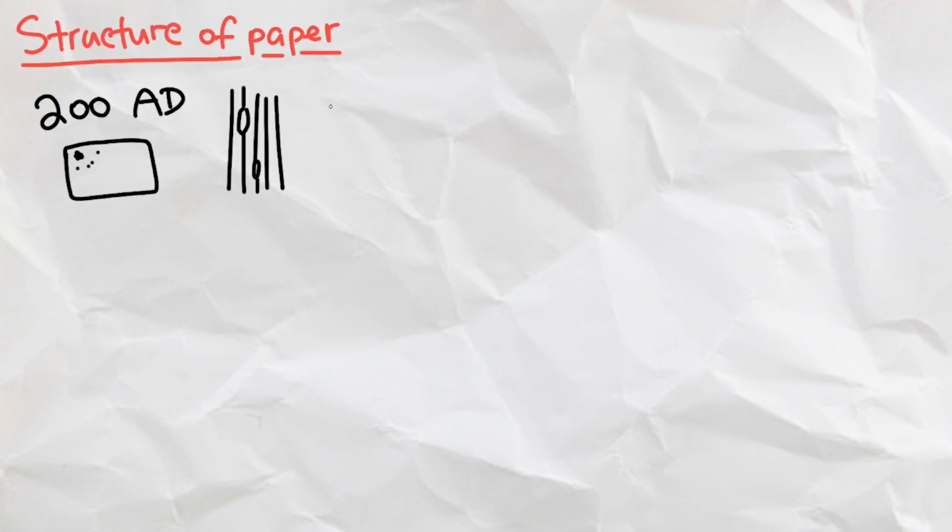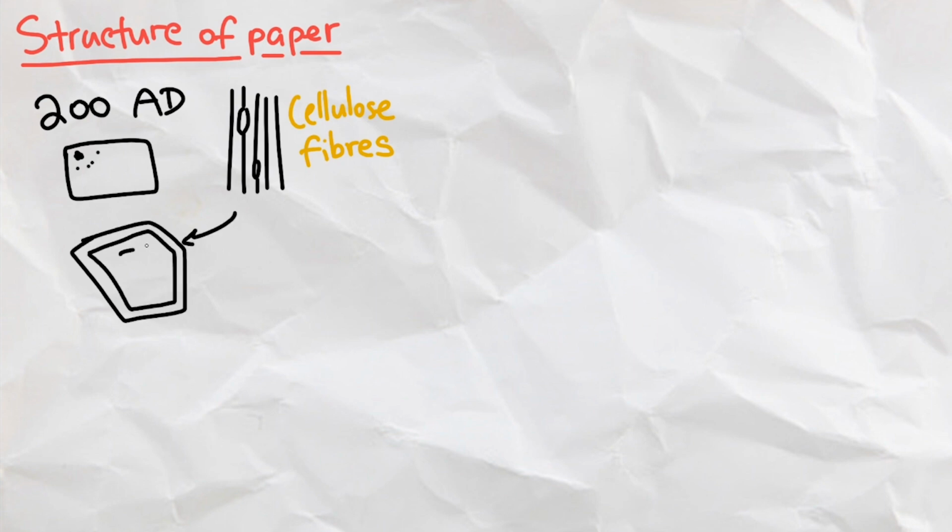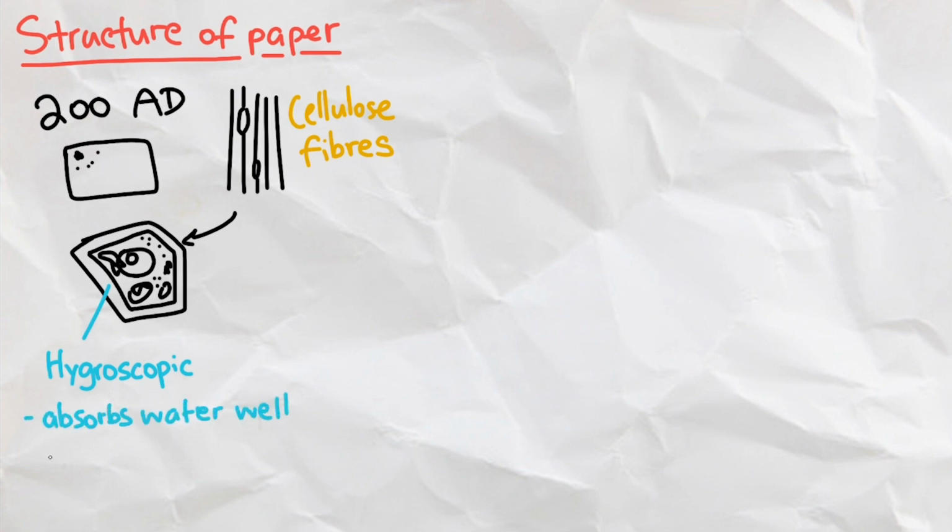First invented in the 2nd century in China, paper is mainly made of cellulose fibers, which are found in the cell walls of all plant cells. One key property of the fibers is that they are hygroscopic, meaning that they are able to absorb water very well, and even when they are wet, cellulose fibers still have incredible strength and durability.